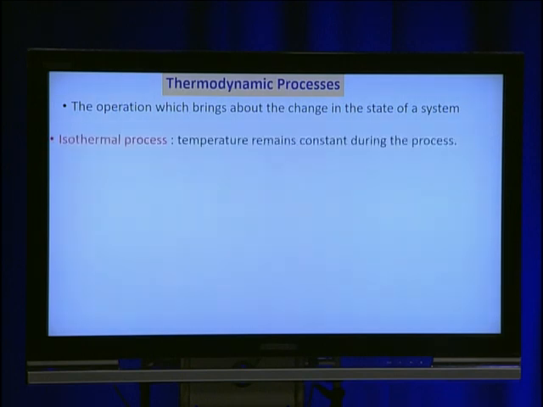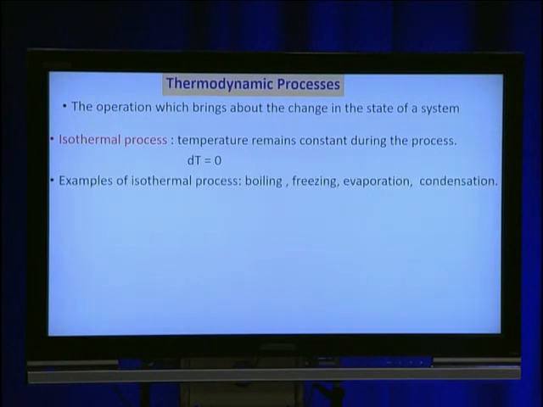The first one that we have is the isothermal process. In isothermal, iso means same, and thermal means to do with heat, the energy. So, in an isothermal process, the temperature of the system will remain constant. During the process, the temperature will not change. Here, the change in temperature is 0.